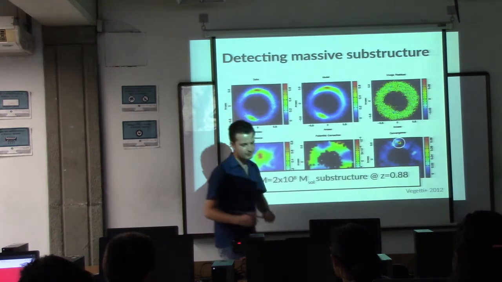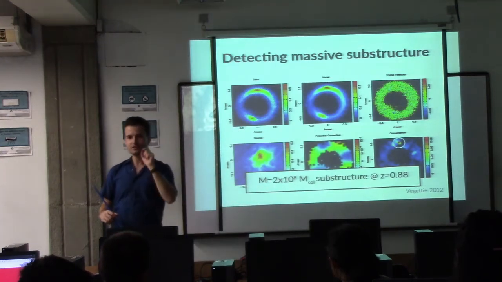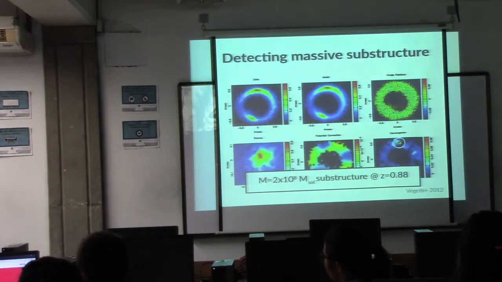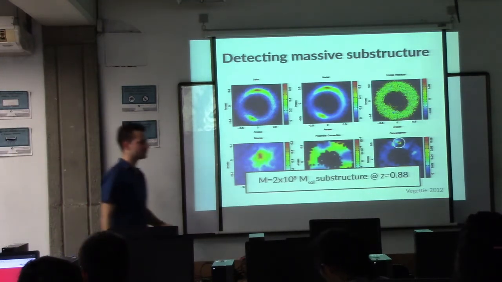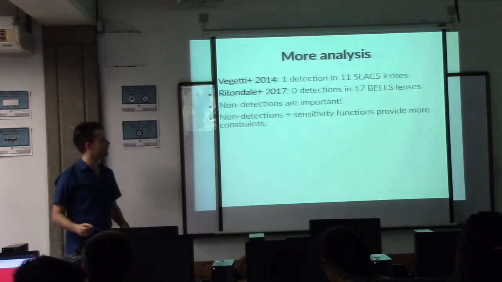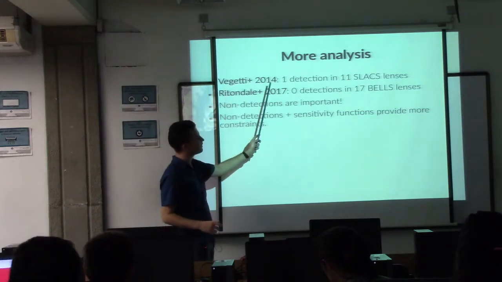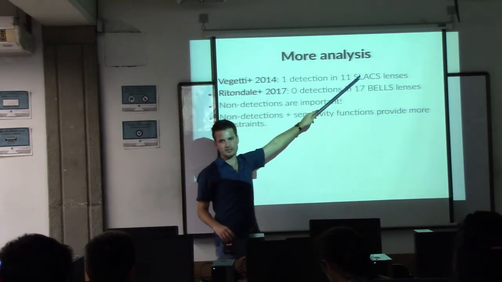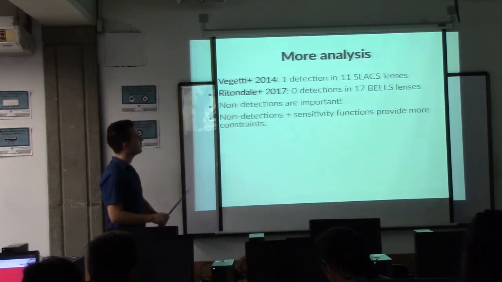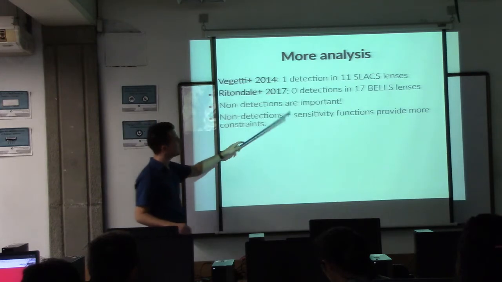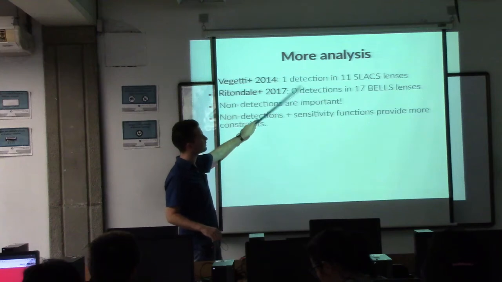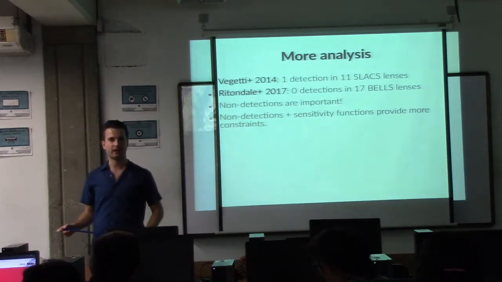Then there's the substructure. The problem here is that you need to have still decently massive substructure, and you are only sensitive to things that are very close to the Einstein arc. So this has been applied to a lot of lenses, but it has not been necessarily super successful in getting detections. So Vegetti 2014 analyzed 11 of the SLACS lenses we talked about yesterday, got one detection in 11 of them. And my former colleague Elisa Loretton-Dalle analyzed 17 galaxies from the DALL sample, which is another sample of galaxies, got zero detections in very high resolution data.